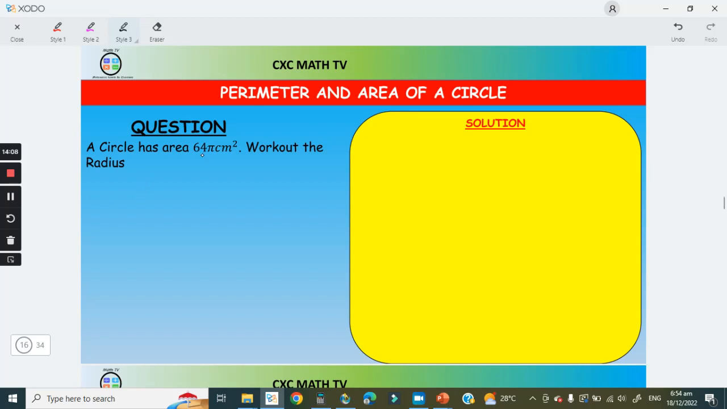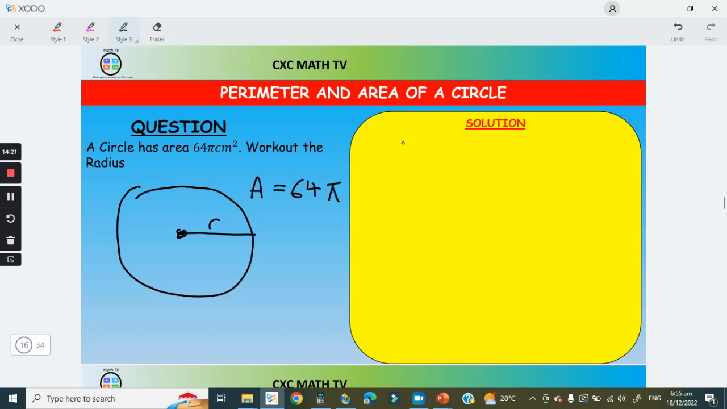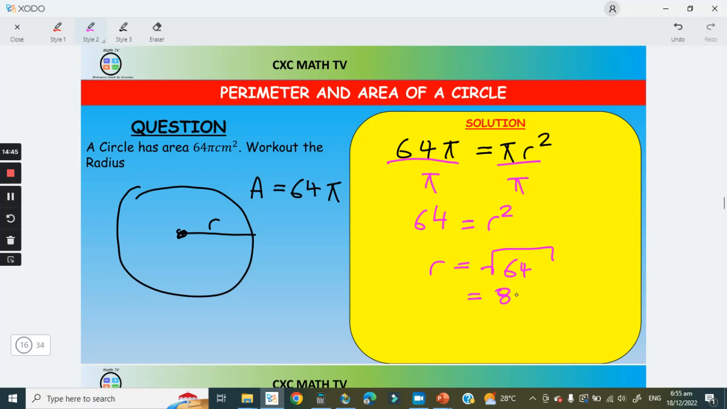Alright, now anytime you're given a circle and they give you the exact area, meaning they leave it in terms of pi, they told us the area is 64 pi. Now remember, area is pi r squared. So anytime the area is given in terms of pi, just divide both sides of the equation by pi to get rid of the pi. So 64 is equal to r squared. So r is just the square root of 64, which is 8. Look how easy that was. The radius is just 8 centimeters. That was so fun. Nice, that's the radius.